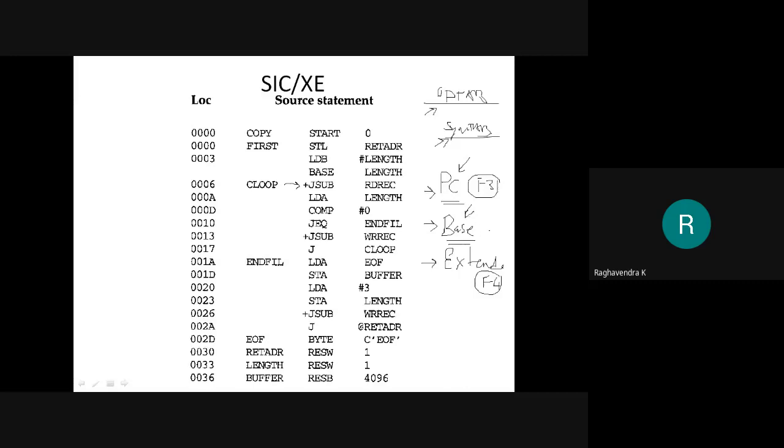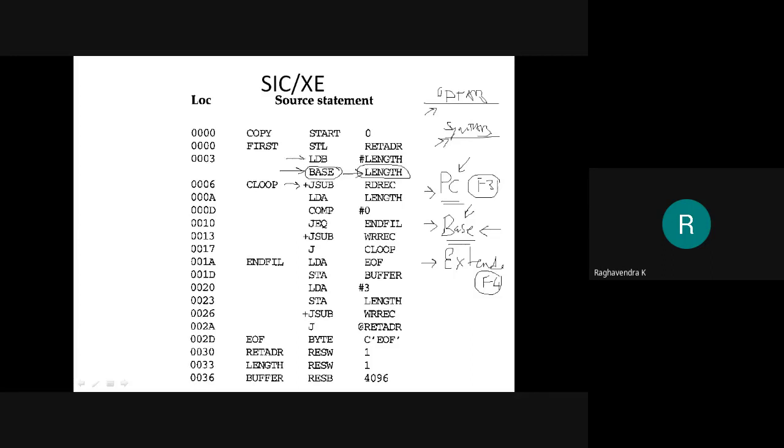Now, when we are assembling the instruction using base relative addressing mode, we need to tell the assembler what value you are storing in the base register. Okay, and for that purpose, we are using an assembler directive called BASE. This assembler directive tells the assembler that we have stored the value of length in the base register. Okay, and where did we do that?